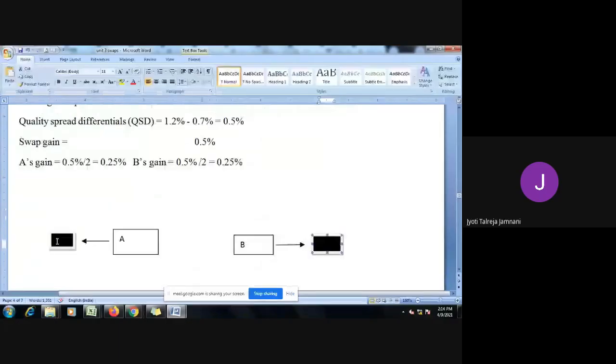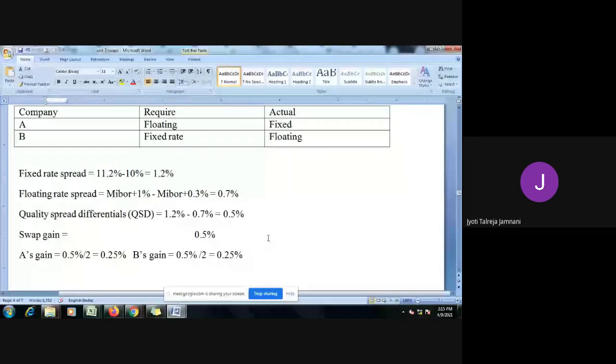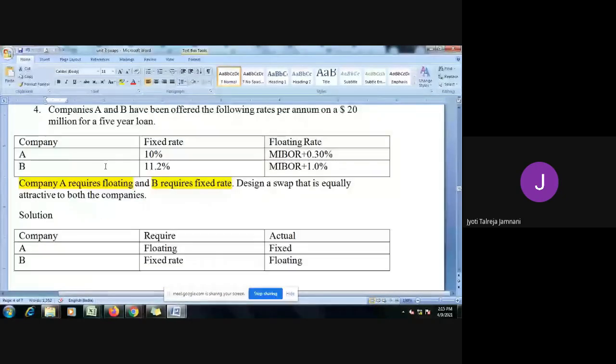So A in actual will pay the fixed rate. For A, the fixed rate is 10%. So A is going to pay 10% in the open market. And B in actual, we are giving it floating rate. So B will pay MIBOR plus 1%, the floating rate, in the open market.